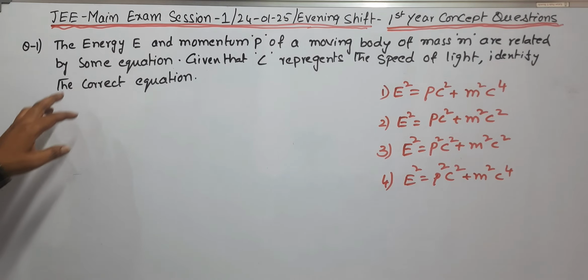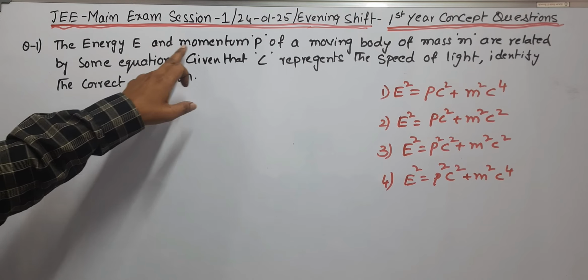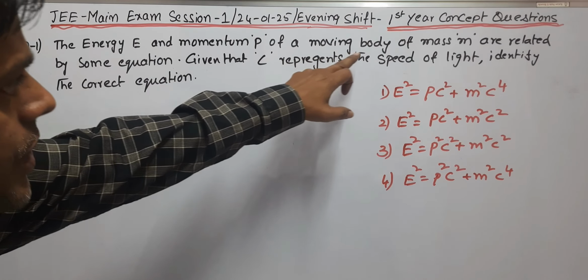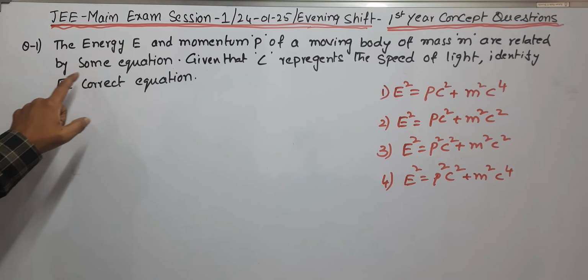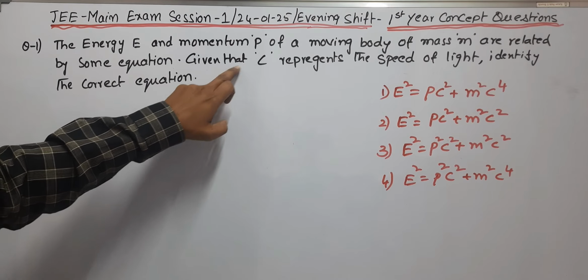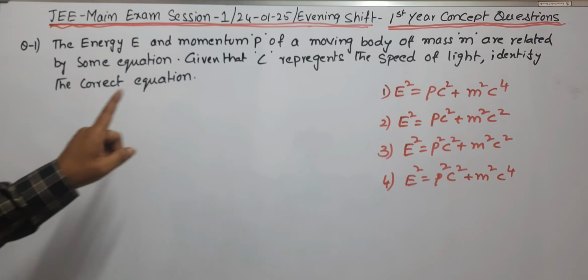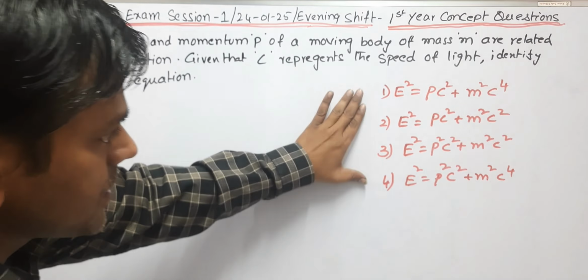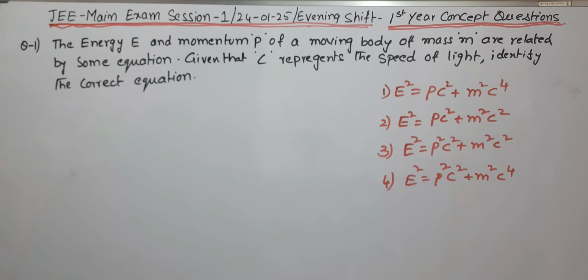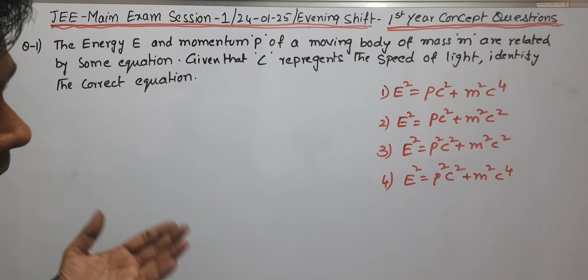The first question is: the energy E and the momentum P of a moving body of mass m are related by some equation. Given that c represents the speed of light, identify the correct relation. There are 4 options given. From those 4 options you should select the correct option.